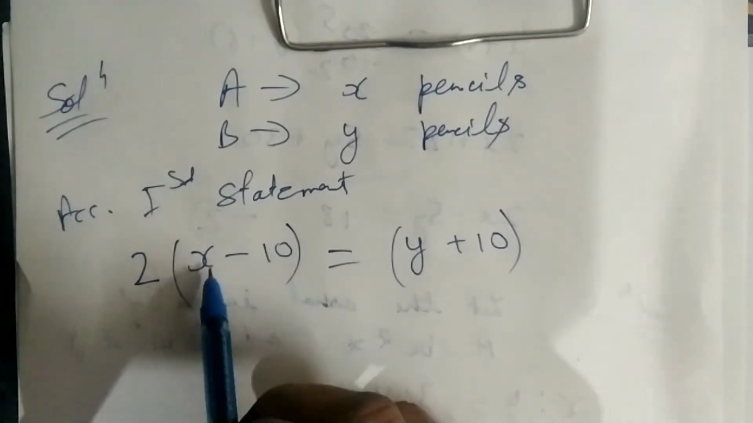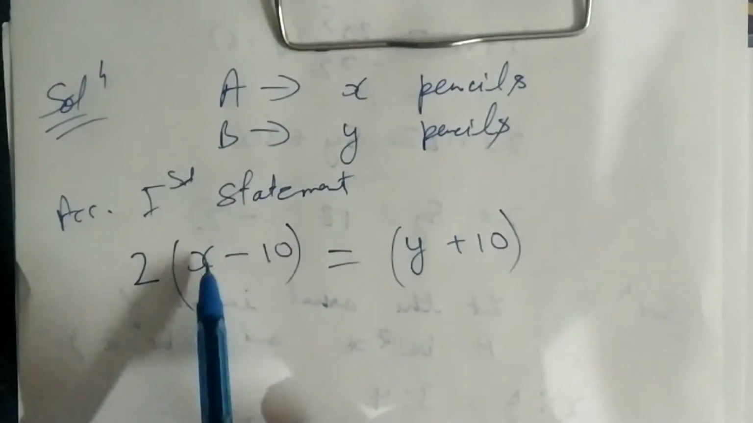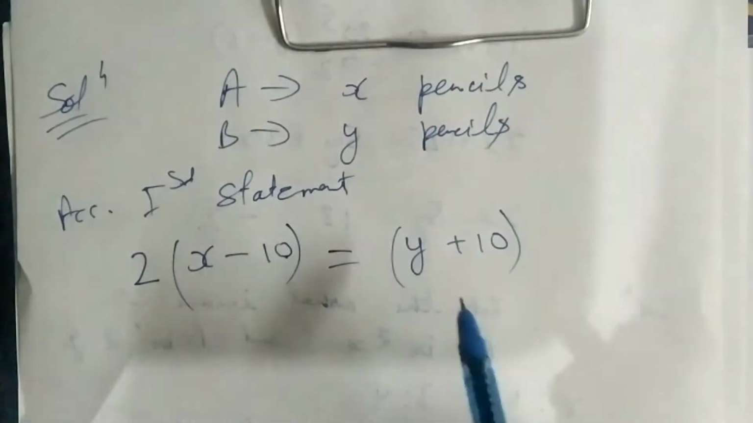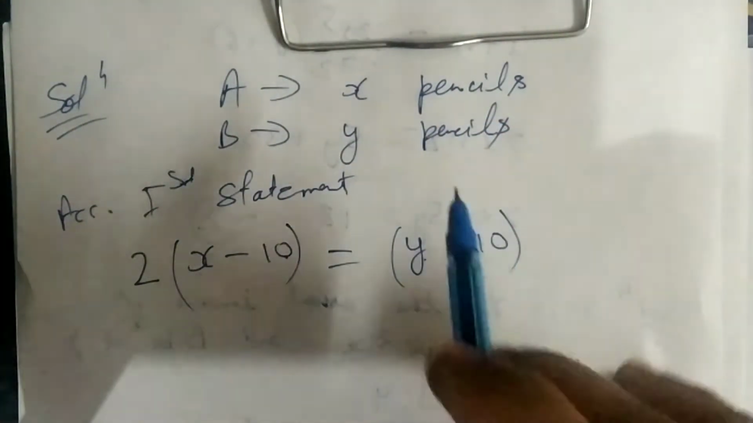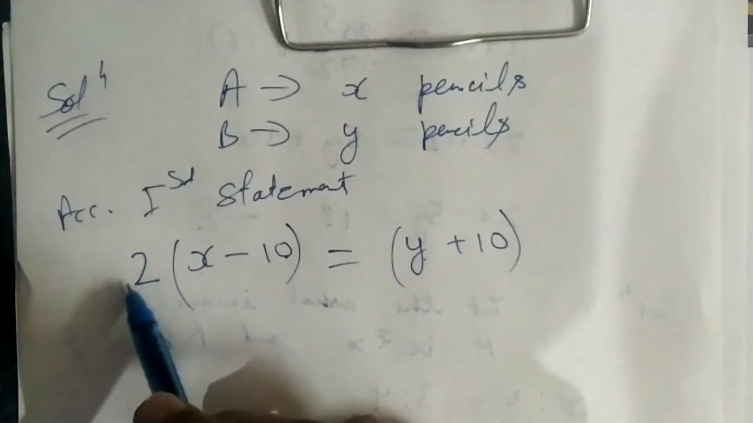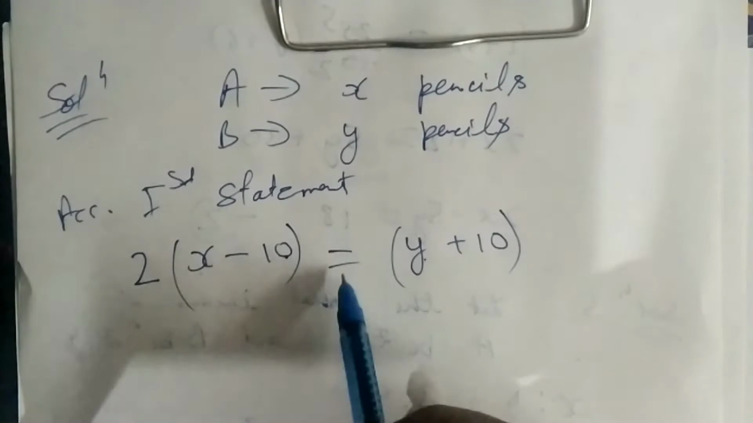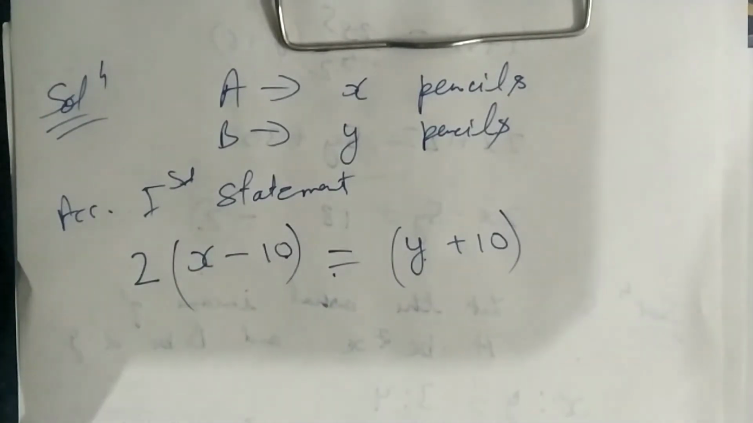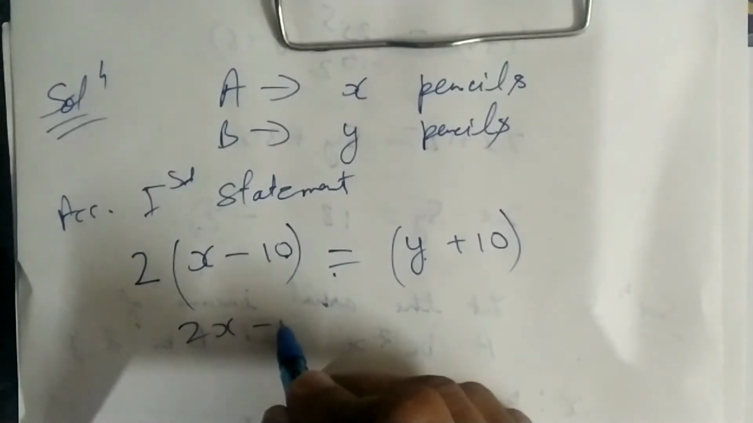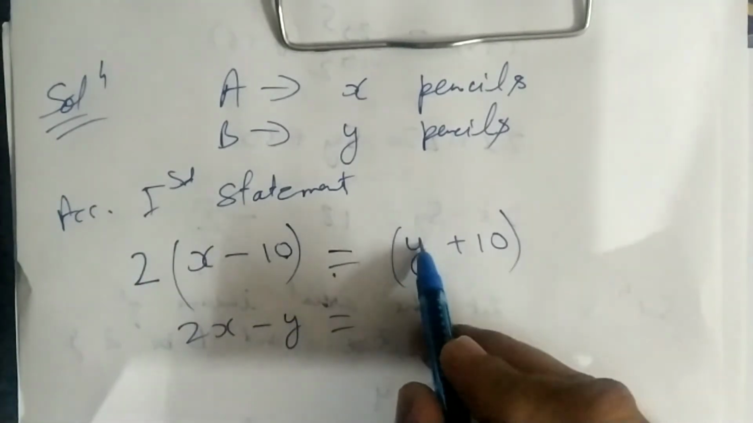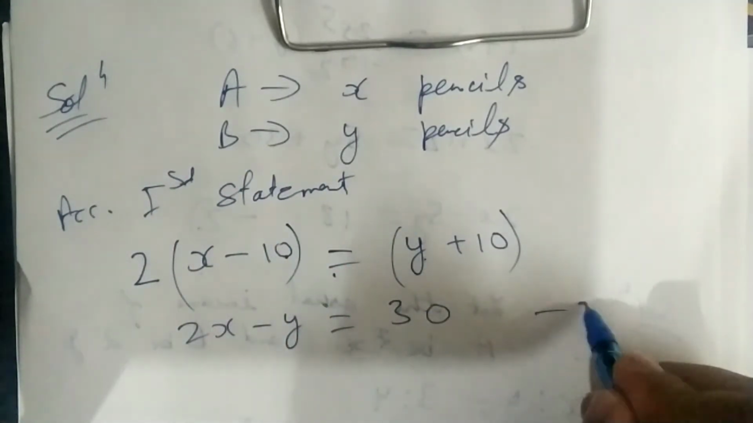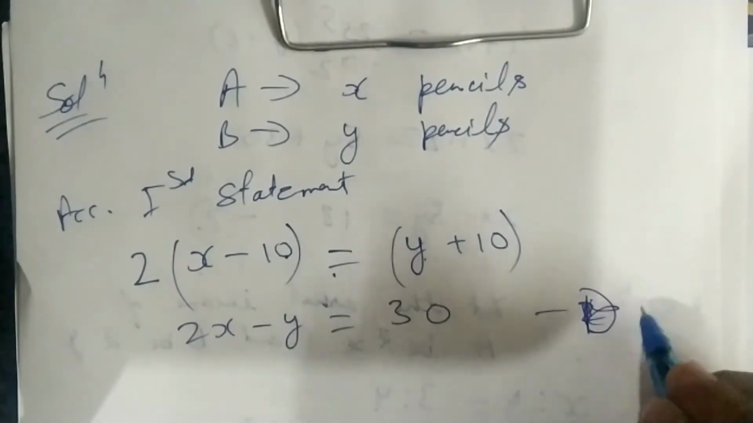So first of all, A gives 10 pencils, that means X minus 10. Now B is having 10 pencils more, that means Y plus 10. Now B is having overall twice as many pencils as A, so we multiply A's pencils by 2 and put an equal sign. From here we can obtain our first equation. 2x minus y is equal to 30. So this is equation number 1.